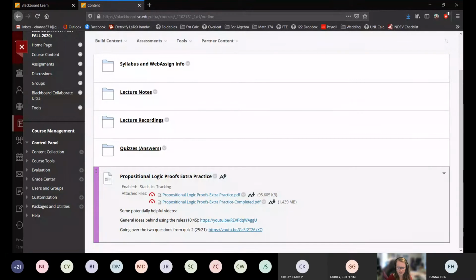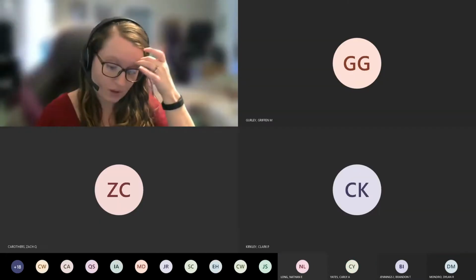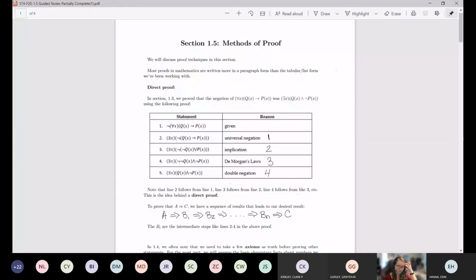The first one's just the general idea about how they work, and then I went over the 2 questions from quiz 2 in a little bit of detail. So if you want to look over that, if you're still really struggling with 1-2, especially with the exam coming up, there's that. I think that was the only 2 things that I had to say.